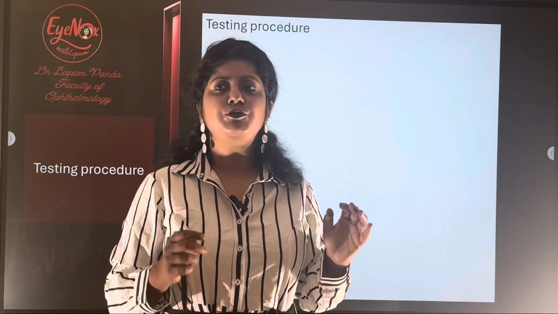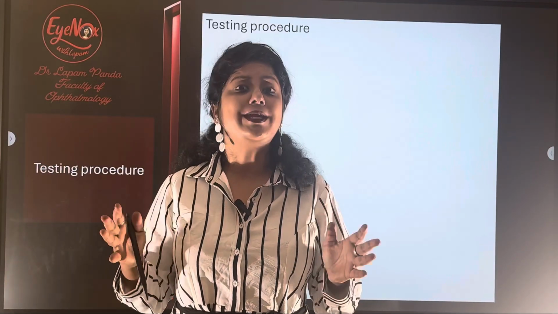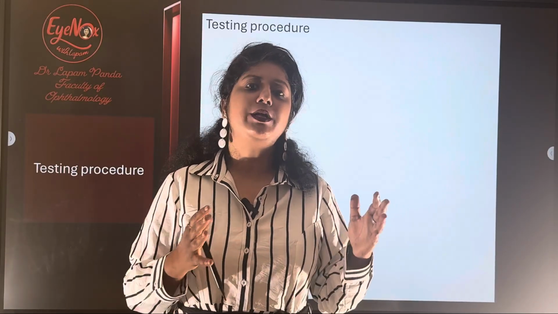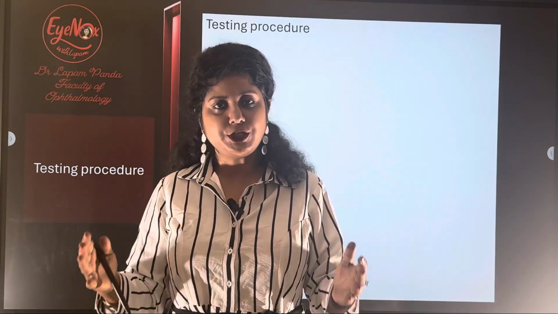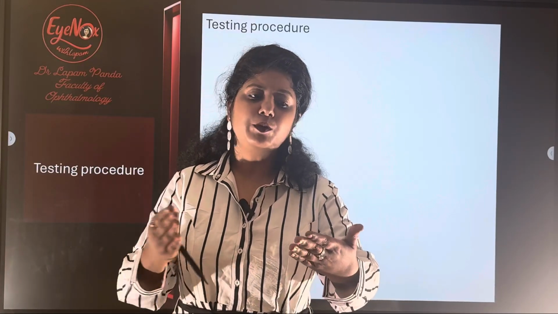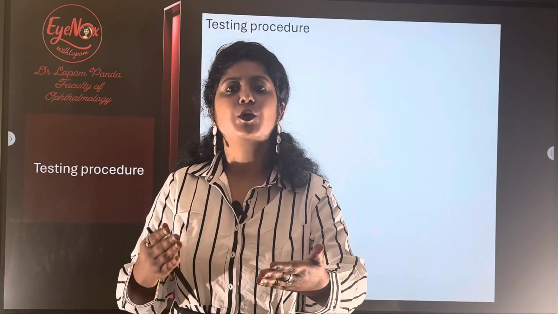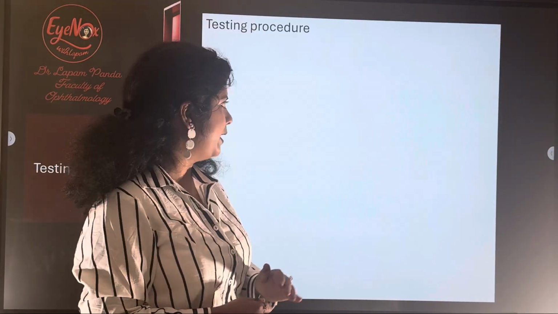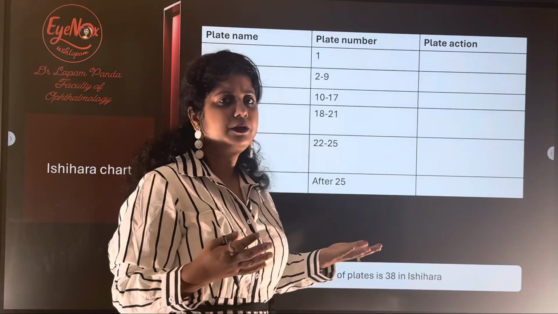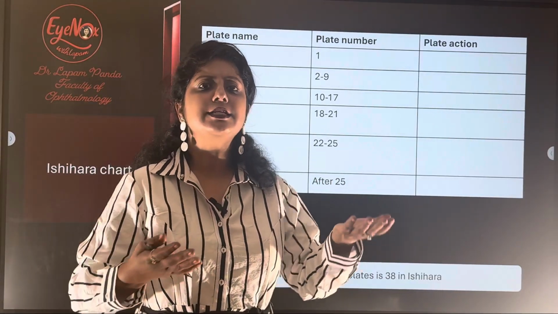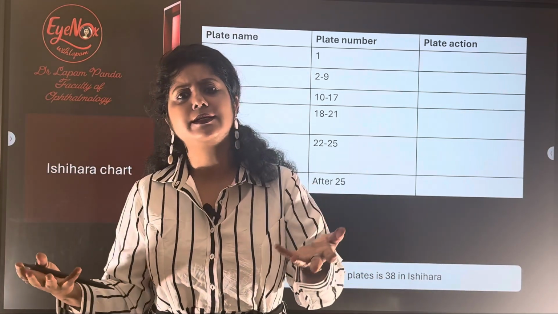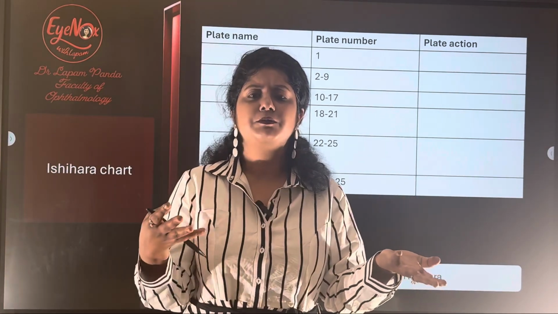And how do we test? Usually we test it in white light. We don't test it in yellow light because yellow light is going to skew the findings. We test it in white light, the patient being seated and the chart being given at a reading distance. And then we ask the patient to appreciate what is written in each and every plate. And after that, we assess, we then try to find out what exactly the problem is or whether there is any problem present or not.